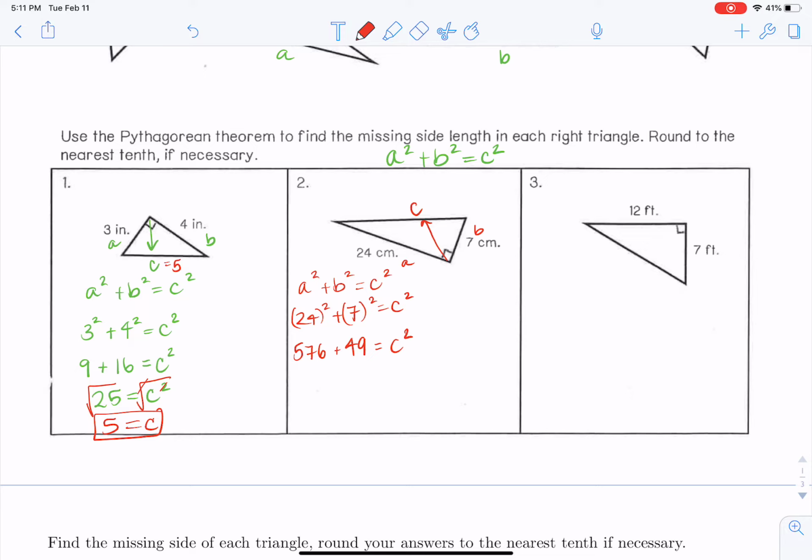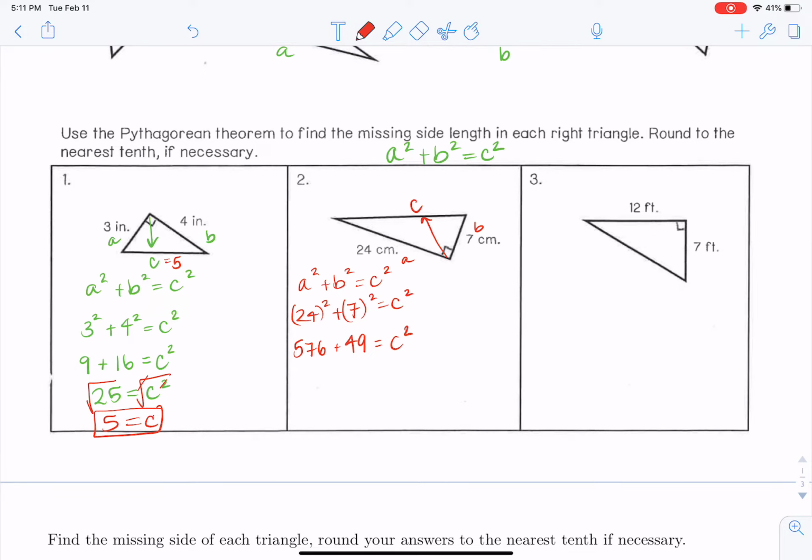So 576 plus 49 is going to give me 625, which is equal to C squared. And again, I can come in here and take the square root of both sides so that I can get rid of this. And I'm left with 25 is equal to C. So this hypotenuse right here is 25. It measures to be 25.